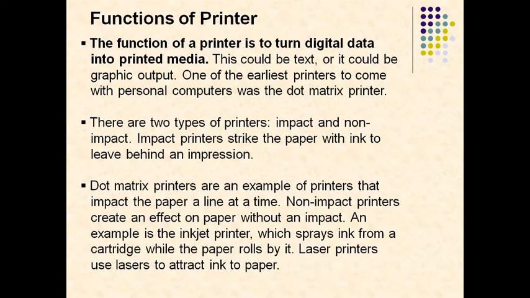Non-impact printers create an effect on paper without an impact. An example is the inkjet printer, which sprays ink from a cartridge while the paper rolls by it. Here an impact printer creates an impression, but non-impact printers are nothing but inkjet printers. Nowadays they are using inkjet printers which spray ink from a cartridge while the paper rolls by it.